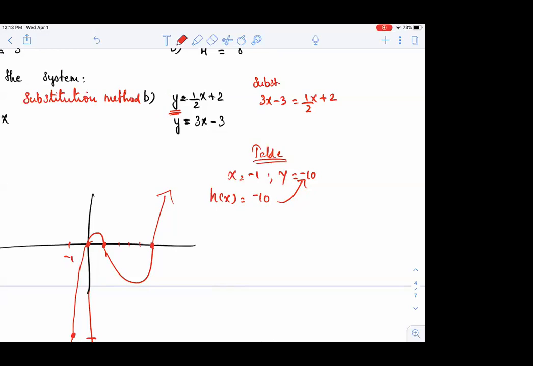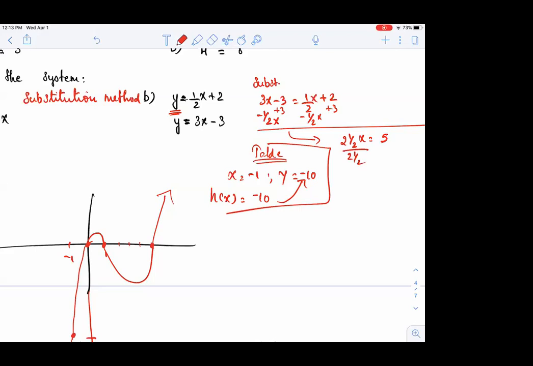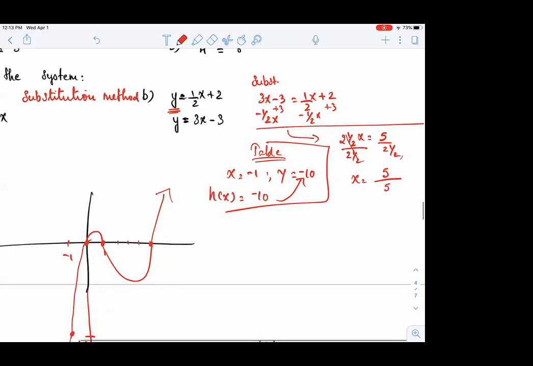Okay, so then if you subtract the half x from both sides, you have 2.5x is equal to, and you're also adding 3 to both sides, is 5. Divide by 2.5 on both sides. You get x is equal to 5 divided by 2.5. Hey, if this mixed fraction is creating a problem, why don't you just write it as an improper fraction? 2.5 is actually 5 over 2.